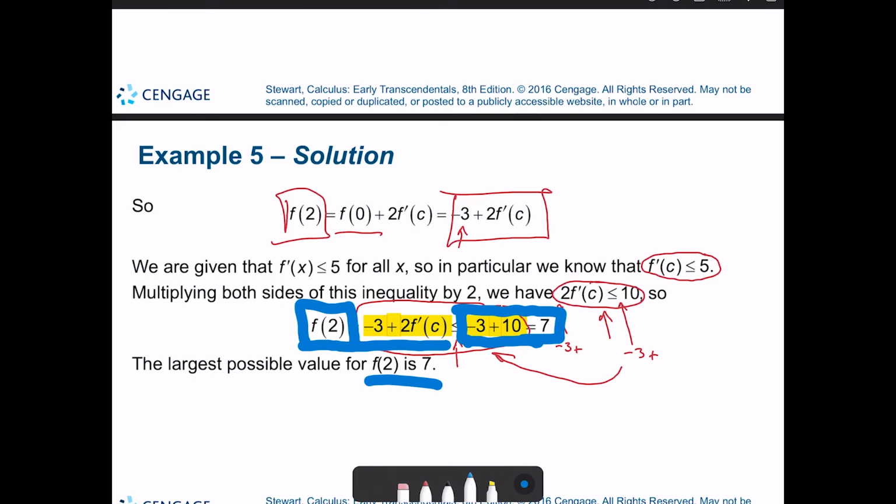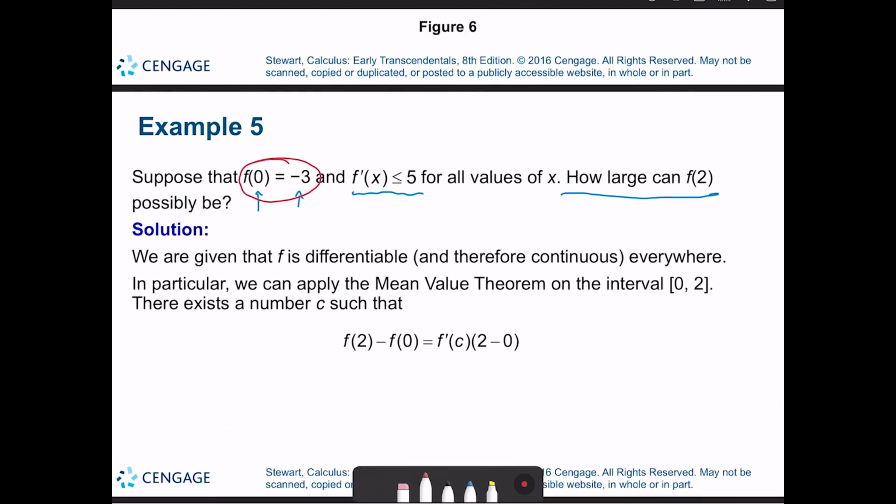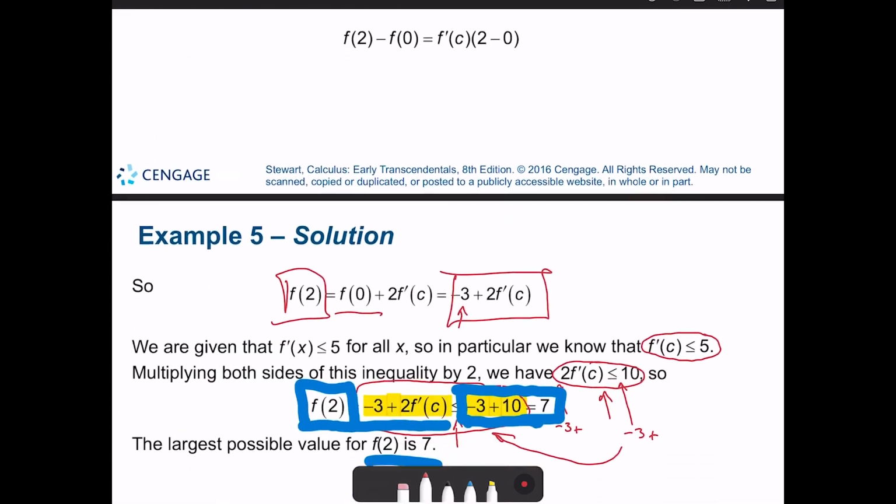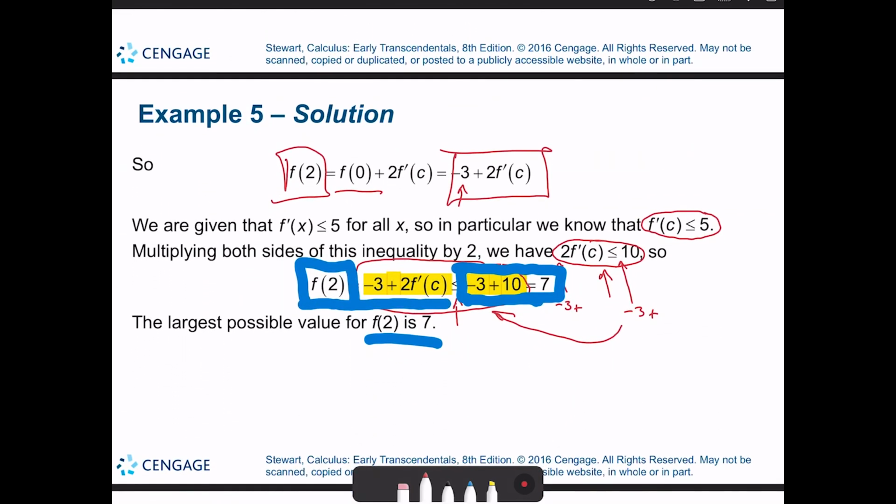We've been talking about this problem for so long, I don't even know what it is that we're solving anymore. Let's go back to the beginning. What are we trying to find here? Suppose that f of 0 is equal to -3 and f prime is at most 5, for all x. How large can f of 2 possibly be? So if we're typing in an answer or handwriting it or choosing it from multiple choice, the answer is 7. Wow, that was a lot to go through for an answer of 7.